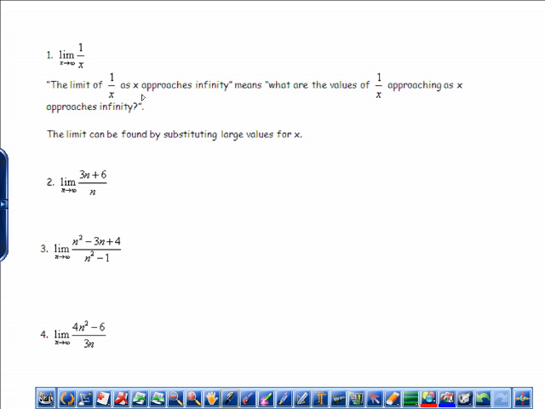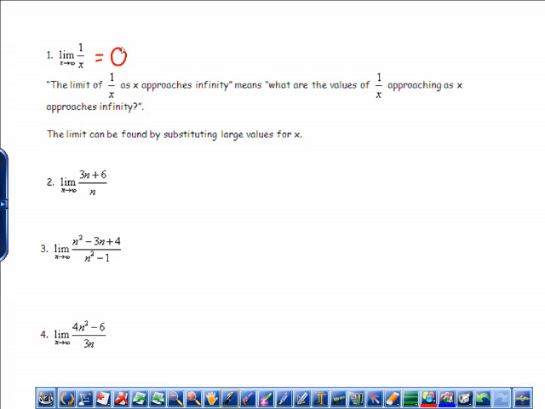It says the limit of 1 over x as x approaches infinity means, what are the values of 1 over x approaching as x approaches infinity? Basically, for really big values of x, what does this thing equal? Now, what makes sense? 1 divided by a really, really big number is going to be really close to 0.